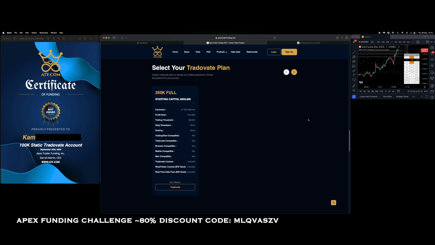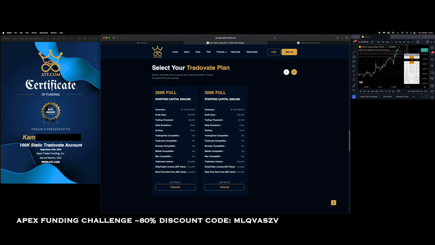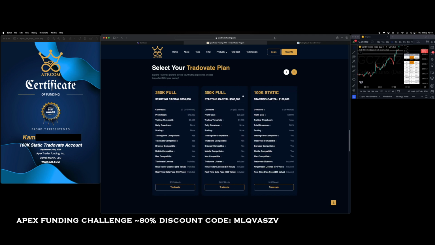So I went for the simplest challenge they have, okay, which is the 100K static. Okay, with the 100K static, you know exactly what your drawdown is. So even though it's a 100K account, your drawdown is only $625. Okay, so I know no matter where I am in the challenge, as long as I stay above $625, I'm fine. And then the profit goal is $2,000. That makes calculating risk very easy.